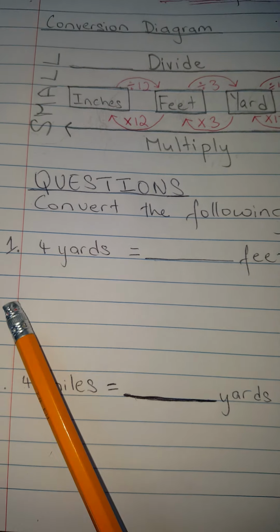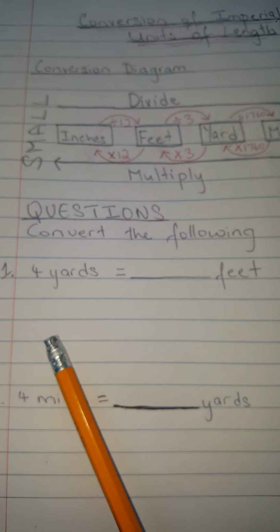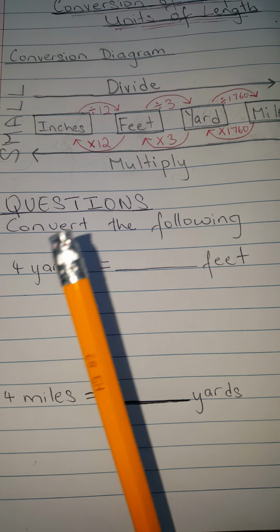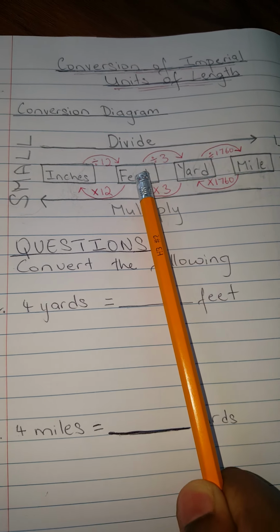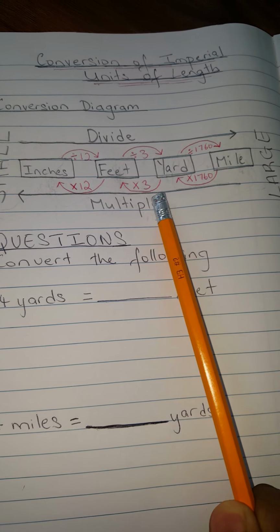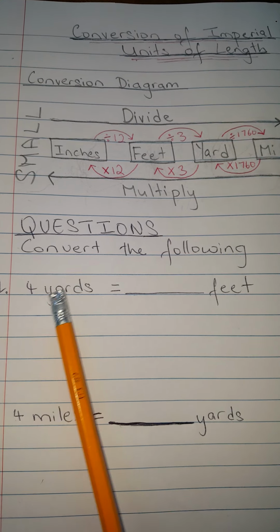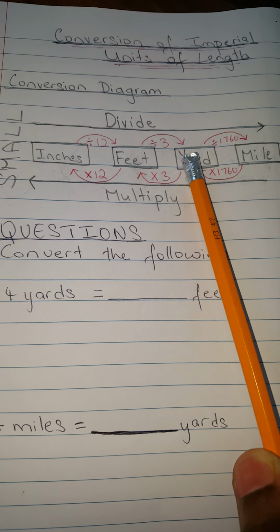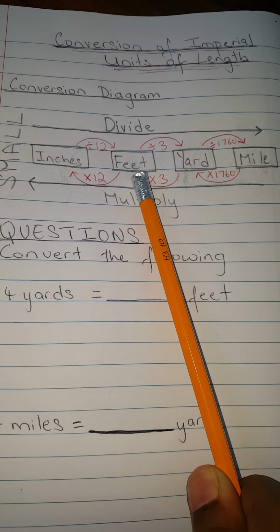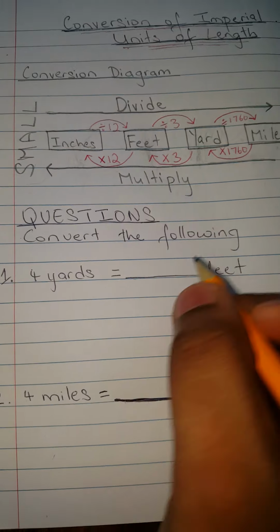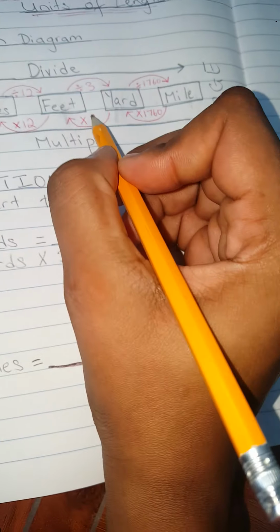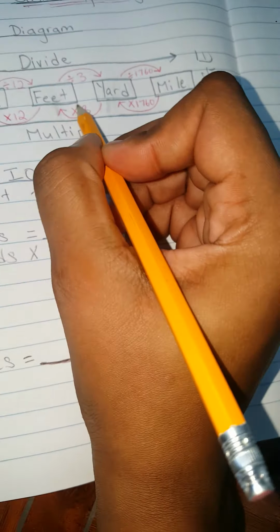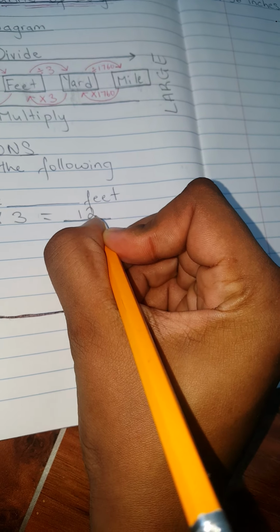So 4 yards. First you have to identify where we're moving from and what we're moving to. So we're moving from yards to feet. We're moving from a larger unit, which is the yard, to the feet. So we're going to have to multiply. 4 yards, our yards is here. So 4 multiplied by our conversion factor here gives us our feet. All we have to do is write down the amount of yards they gave us, multiply it by our conversion factor, which is this right here. This gives us our amount of feet.